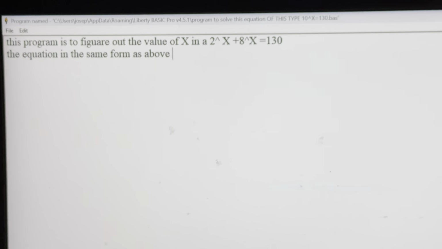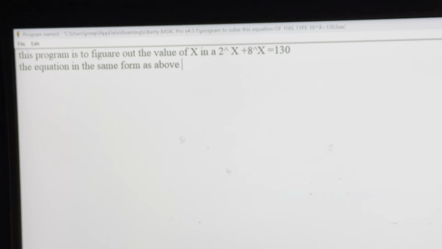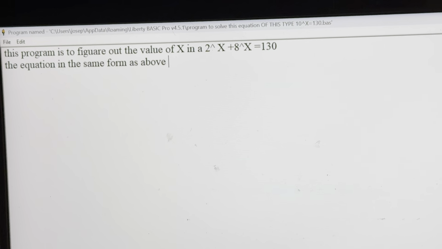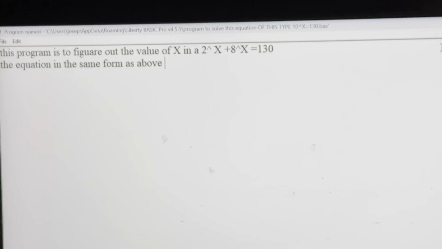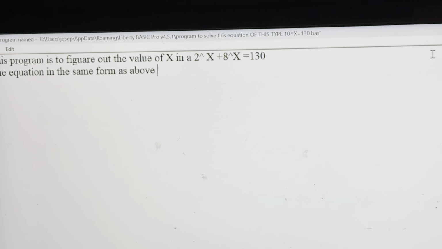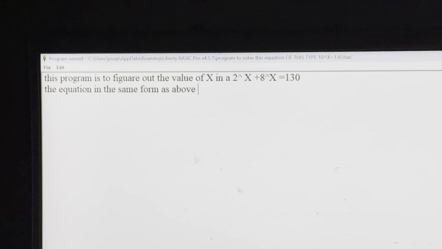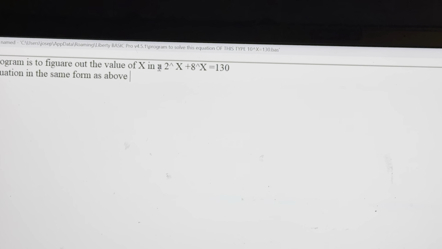But in any case, I have this logarithm program, and this is a demonstration of it. It could be used to confirm if you have the right answer in this type of exponential equation. Let me show you. I'll just copy it here.